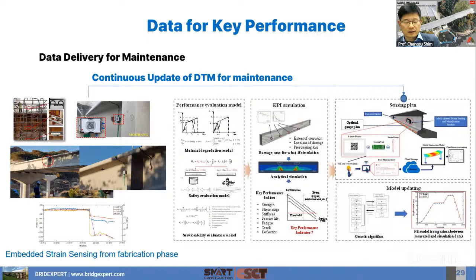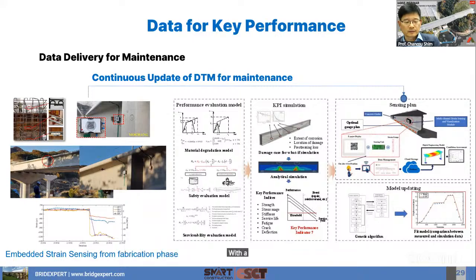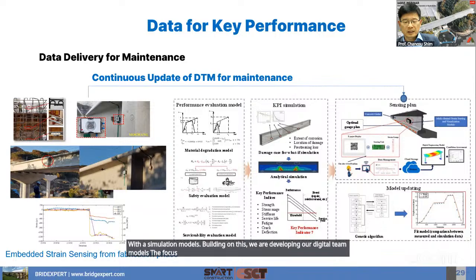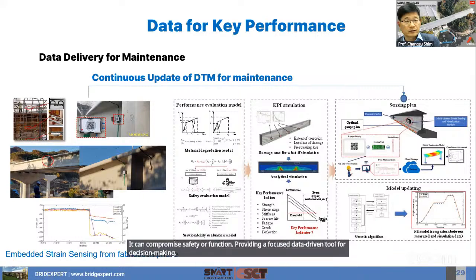This monitoring data allows us to understand the structural performance during its early service life, and it will give us a foundation for future comparison with simulation models. Building on this, we are developing a digital twin model. The focus is specifically on key performance indicators, particularly those that significantly influence overall structural integrity, like tendon corrosion. Rather than simulating all aspects of behavior, the model targets critical performance elements that can compromise safety or function, providing a focused, data-driven tool for decision-making in maintenance tasks.